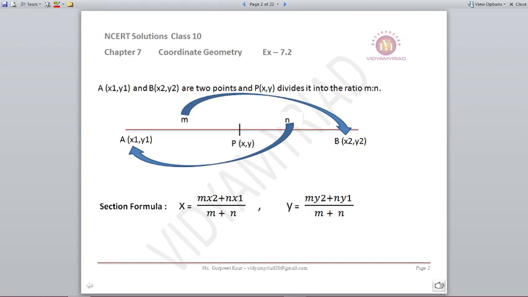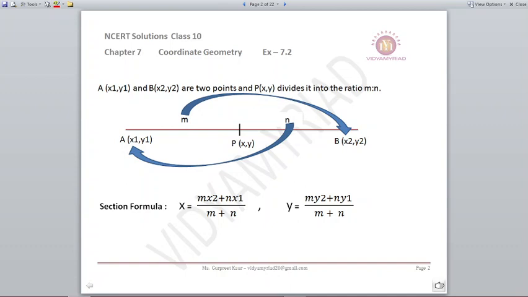That means there are 2 points, suppose A and B, with the coordinates x1 y1 and x2 y2, and there is one point P, for example, which is dividing these points in the specific ratio, that is m:n. So we need to find out the coordinates of P, that is x comma y. How are we going to find out? We will be using section formula for this.